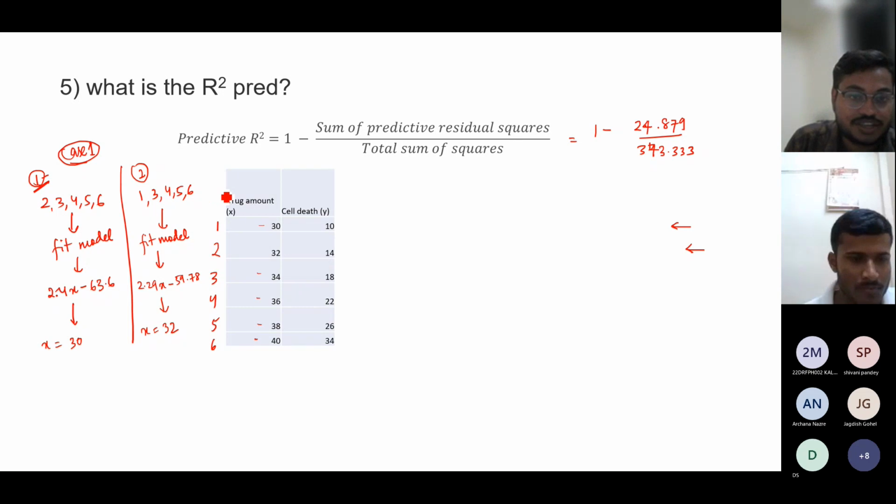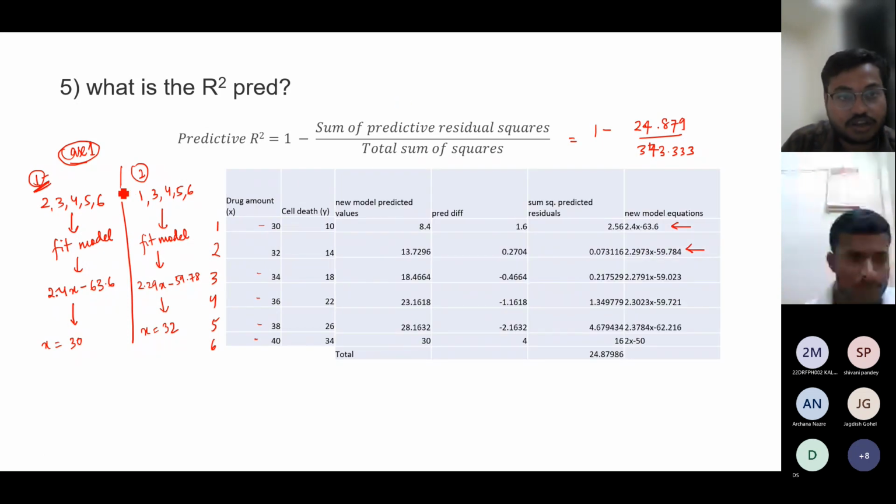Then we substitute the x value of the point we left out, which is 30, to get a predicted y value for this model. Again, in the second case, we leave out the second value, take 1, 3, 4, 5, 6, fit a model, get an equation, and substitute the x value of the one we left out. By doing this for each point, we get 6 equations.